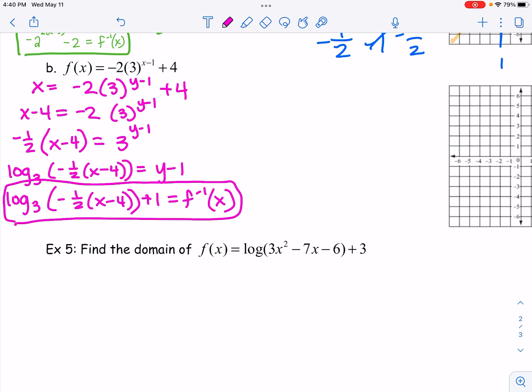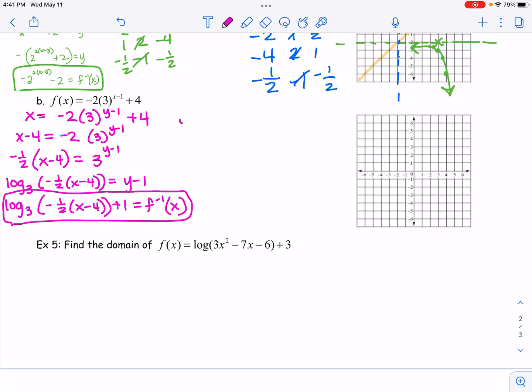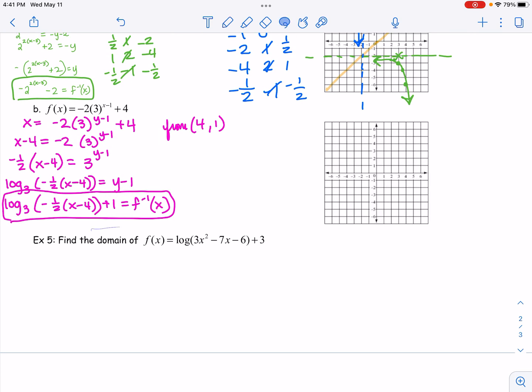Okay, so this is what we're working with. To graph the log, I have reflected over the y-axis. I have horizontally stretched. I have shifted to the right 4 and up 1. So from the point (4, 1), this is now a log graph. So following the log pattern.